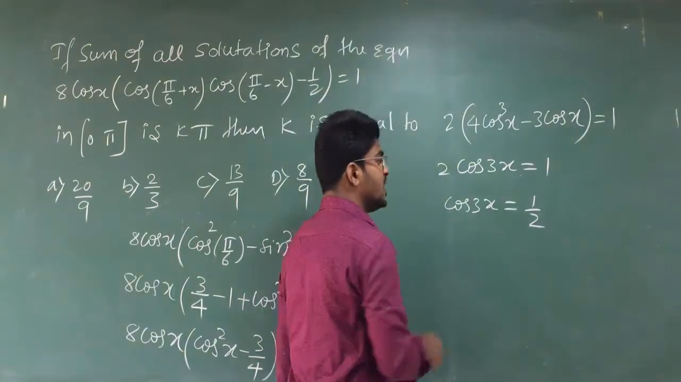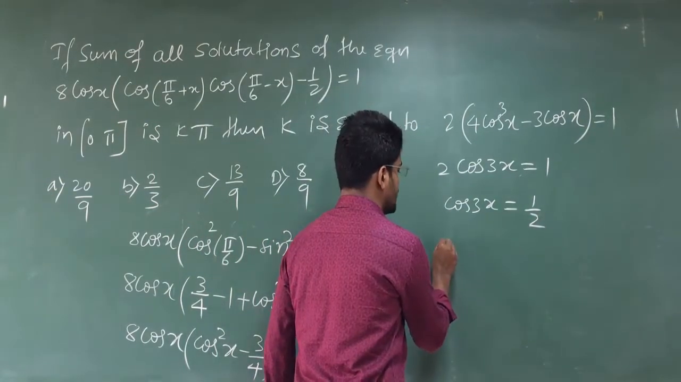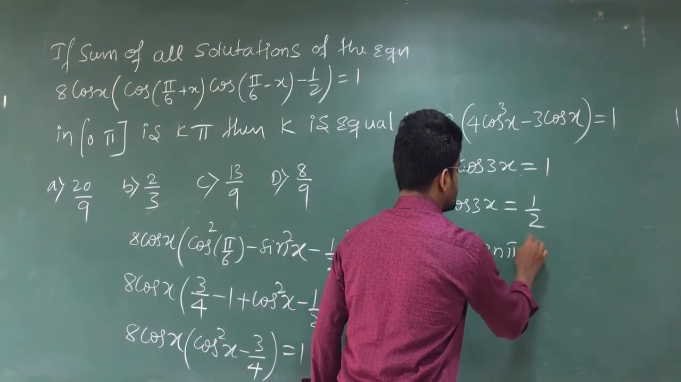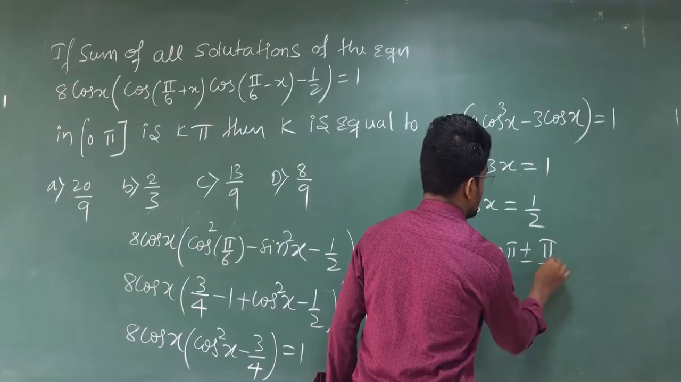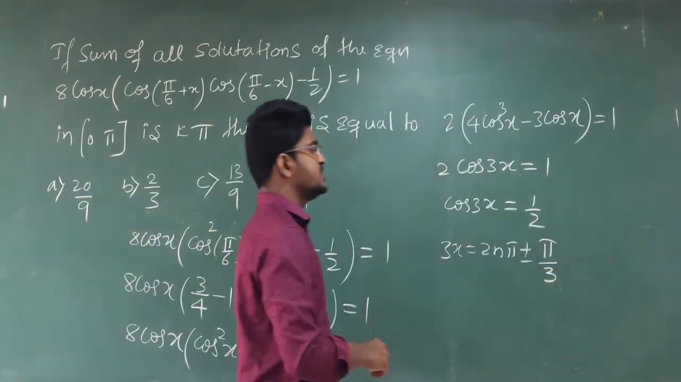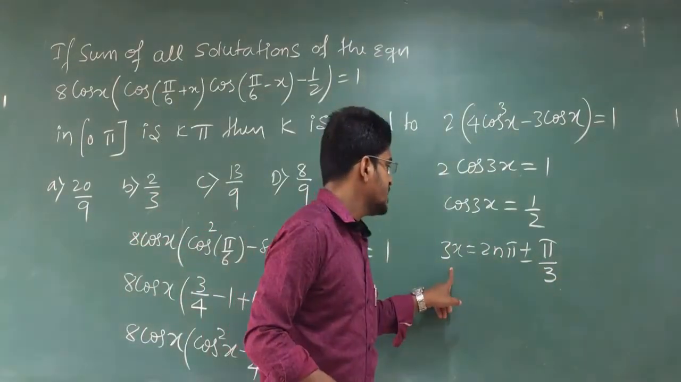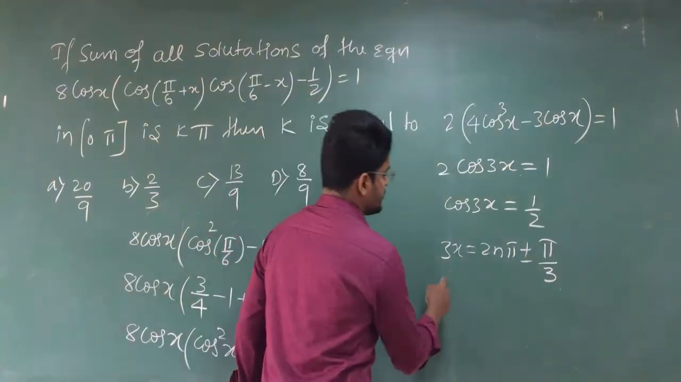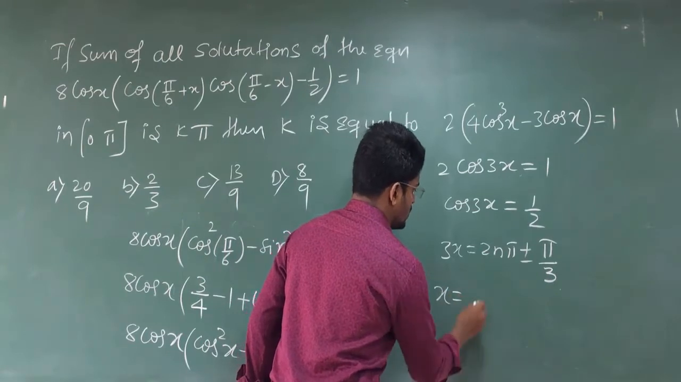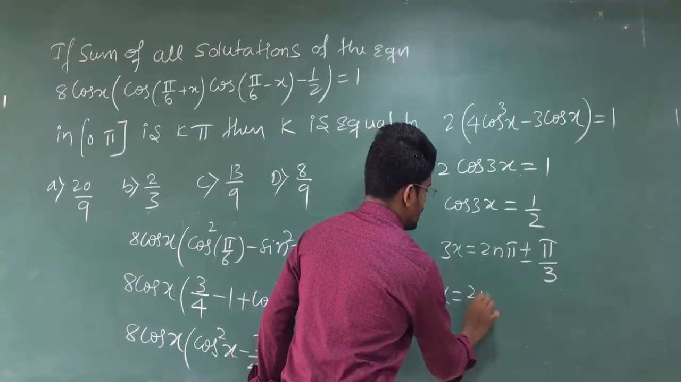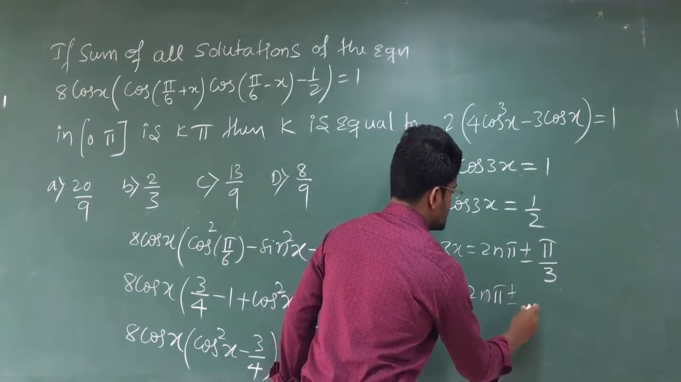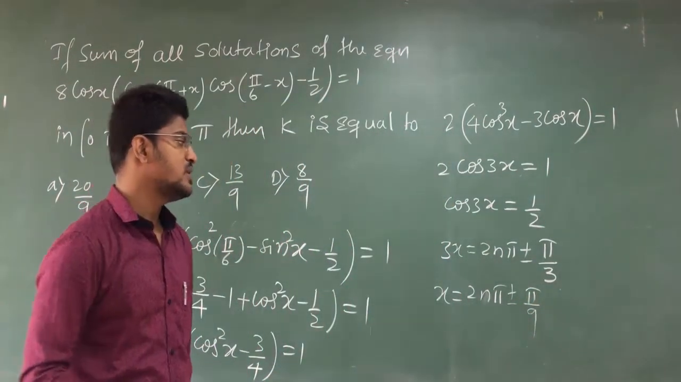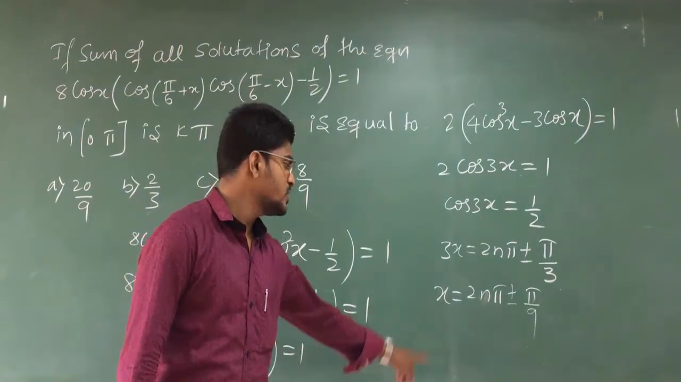If I write the general equation of this, you are going to get 3x equal to 2nπ plus or minus π/3. That means 60 degrees. So 3x equal to 2nπ plus or minus π/3. If I simplify, x will be equal to what? 2nπ/3 plus or minus π/9 you are going to get for x.